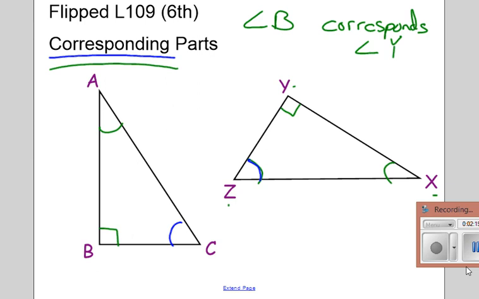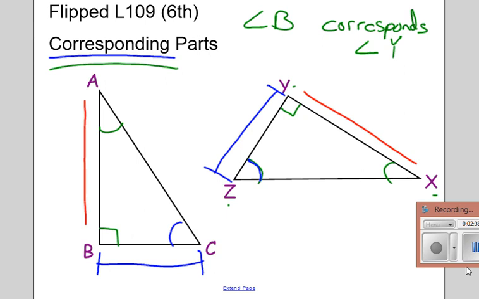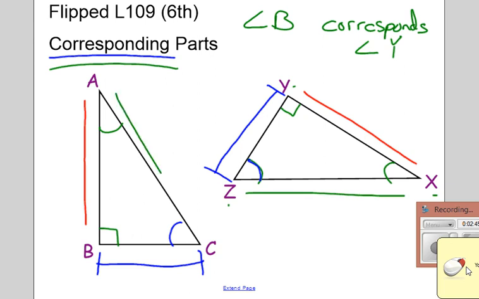I can also talk about the length of the side. If I measured YZ, that would mean that if it corresponds to this other triangle, segment BC is going to be the exact same length. And we could do the same thing with all the other sides. This side is going to be the same length as this side, and this side is going to be the same size as this side because they are congruent.